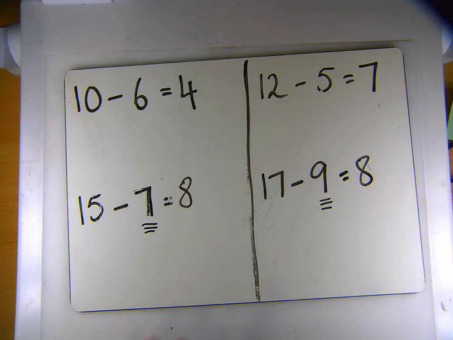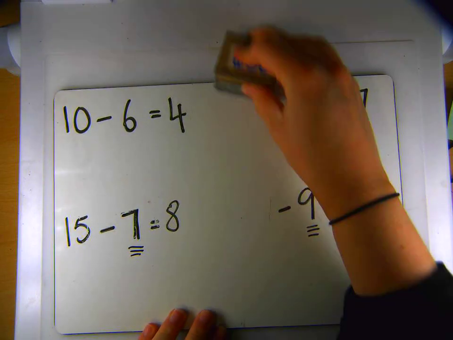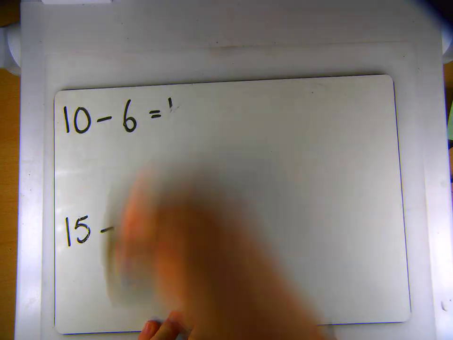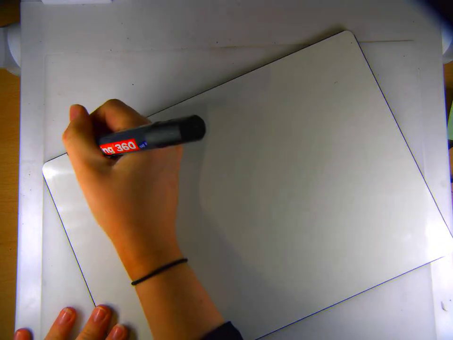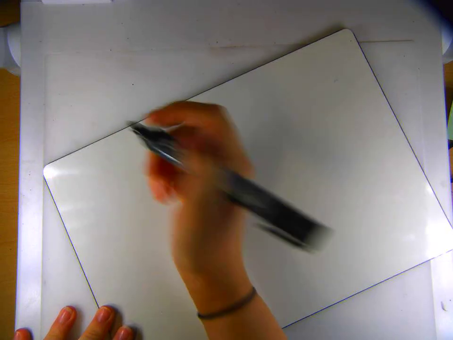Now, I've shown you how to calculate using objects and using a number line. The same method would apply if you were using a bead string or anything like that at home. So I'm going to show you how to use an empty number line now.